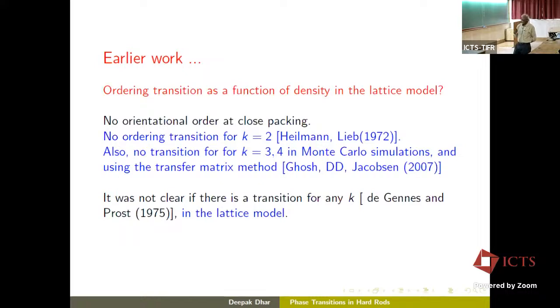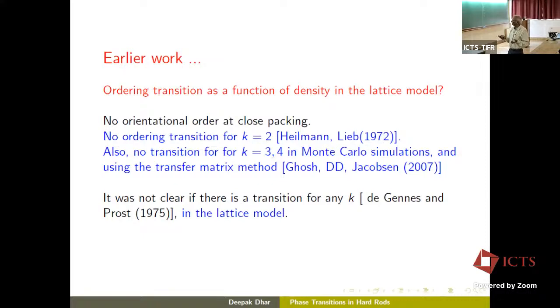Okay, so the question which was asked was, is there an ordering transition as a function of density in the lattice model? Because this was proposed as a lattice version of the model which was studied by Onsager. And in the Onsager model, there is a phase transition. And so does the lattice model also have a phase transition? And this was actually not so easy because it was an unsolved problem for a longish while.